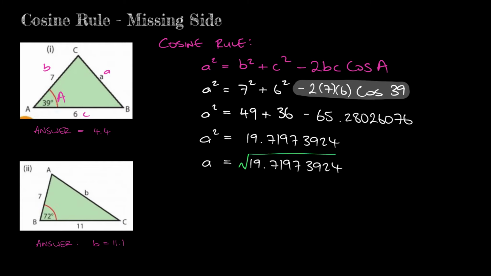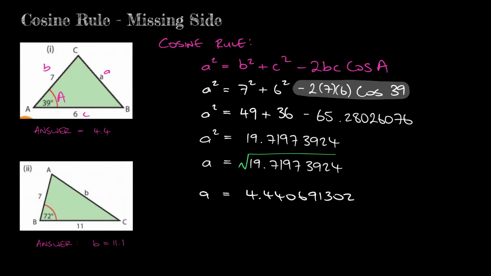So if we just get the square root of both sides there, the square root of 19.719 and so on is just going to be the square root of that, and the answer there will be a is equal to 4.440691302. And in these questions, they typically ask you to give your answer to a certain number of decimal places.